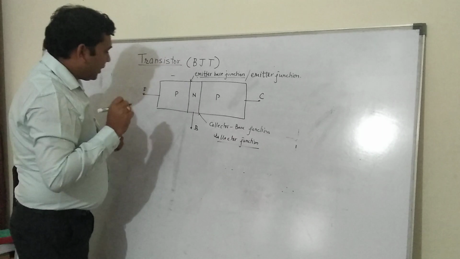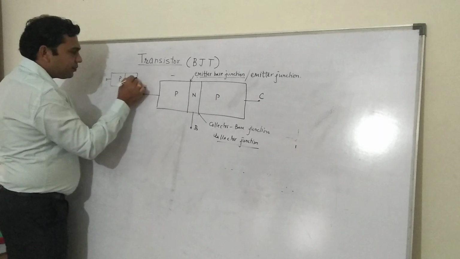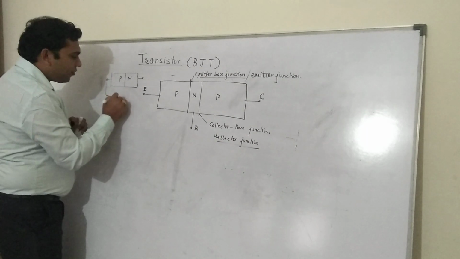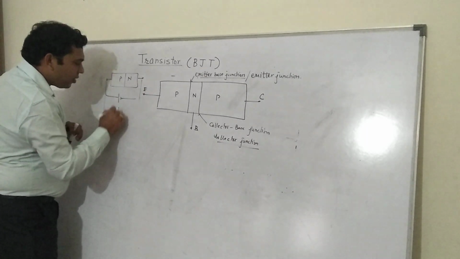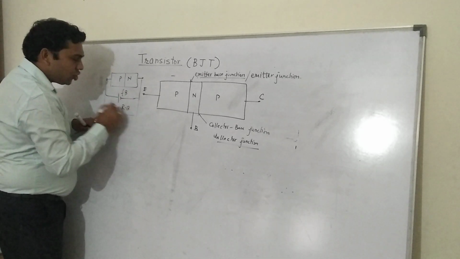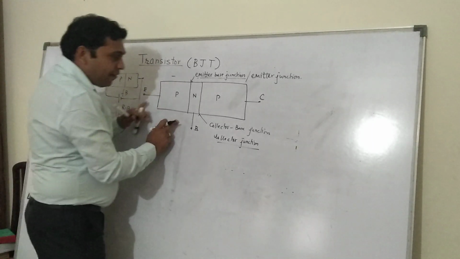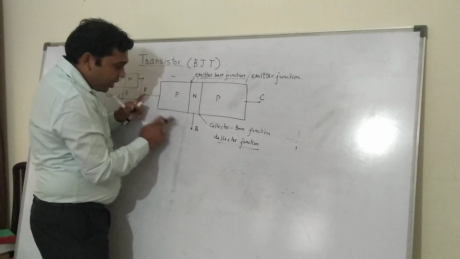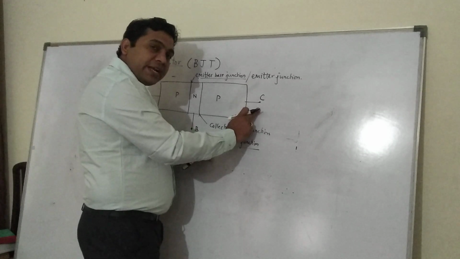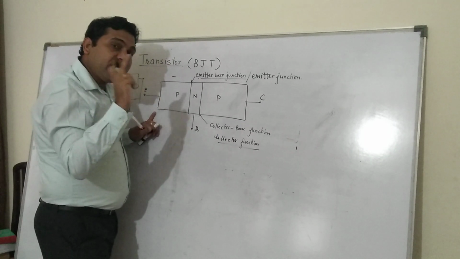Now, one more thing. In a PN junction, you have only two terminals, so you have only two ways to bias it. Either you can apply a forward bias or you can apply a reverse bias. So either you can apply like this or you can apply like this. But here you have two junctions. This is one junction, where you can apply two types of bias, forward and reverse. Here also you can apply two types of bias, forward and reverse. So in total, in a transistor, you can have four different biasing.